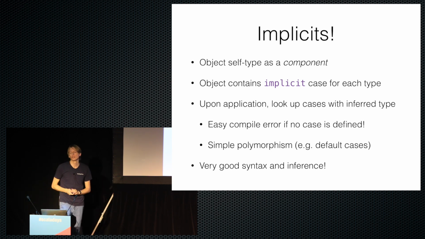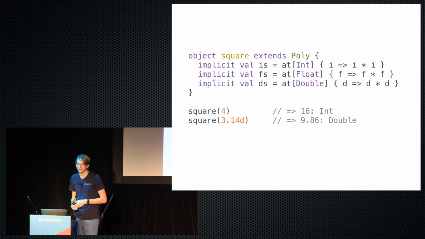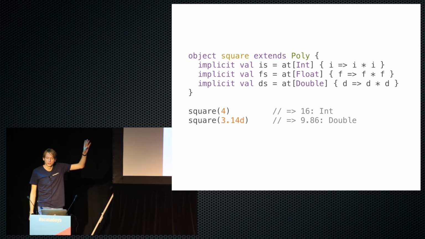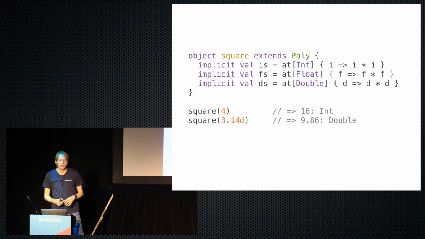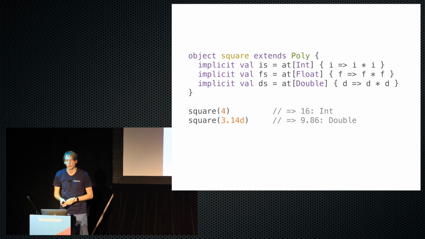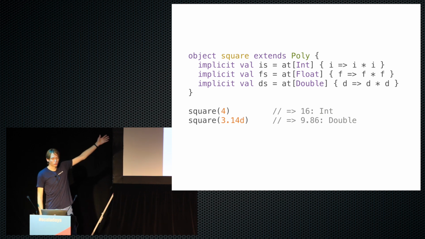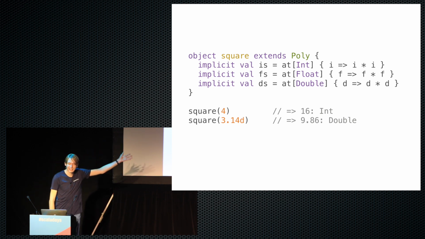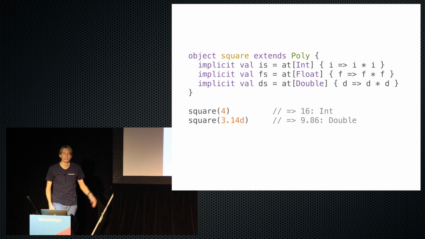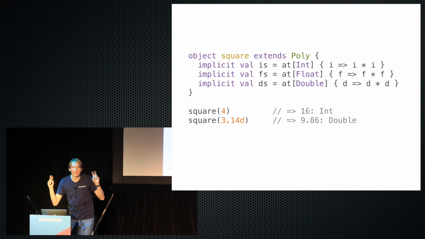So the syntax for this is really good and it looks like so. Here we're defining a polymorphic function square that's defined on 3 numeric types: int, float, and double. And it will literally square those numeric types and return the specific type that it's squared. So if we say square 4, it's going to return 16. That is an int. If we say square 3.14, it will return a double. There's no any valing here.